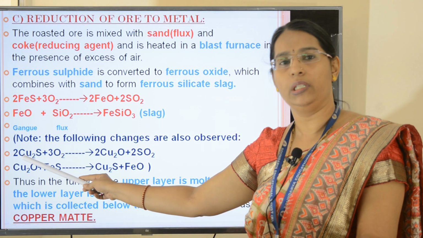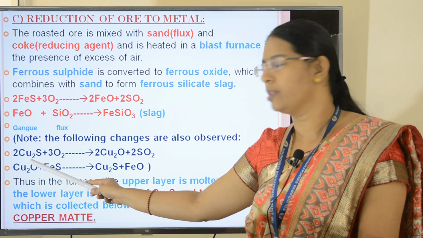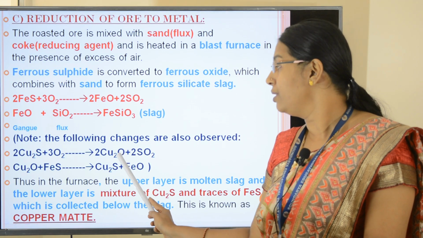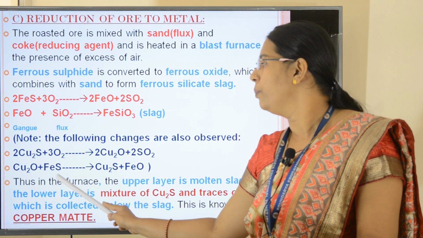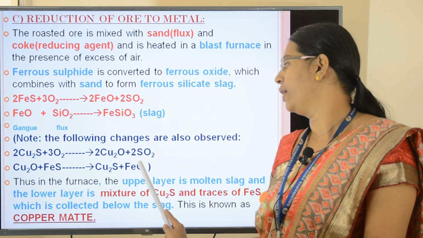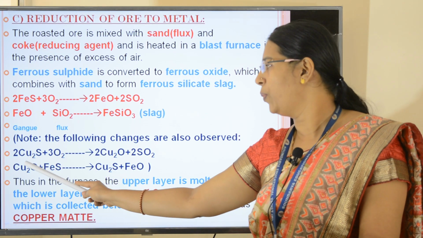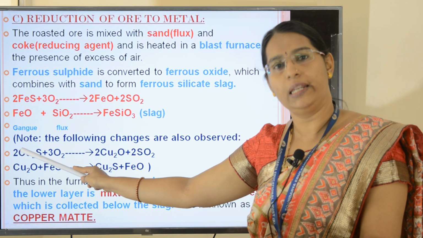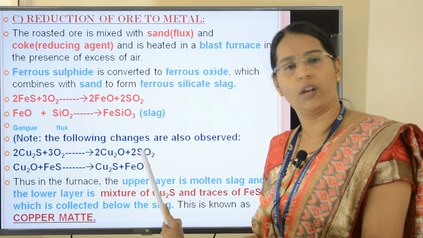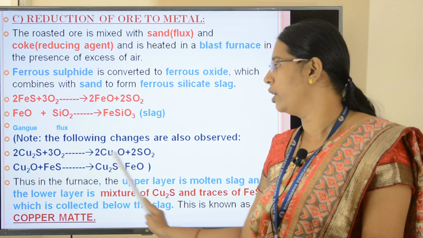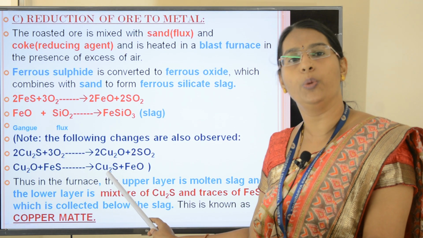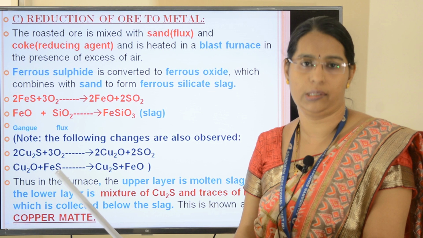If at all little amount of the cuprous sulfide is also oxidized into cuprous oxide and sulfur dioxide, this cuprous oxide formed combines with the ferrous sulfide and it is converted back into cuprous sulfide and ferrous oxide. So there is a possibility that a little amount of the cuprous sulfide can oxidize into cuprous oxide and form sulfur dioxide. This cuprous oxide formed reacts with the ferrous sulfide and it is converted into cuprous sulfide and ferrous oxide.